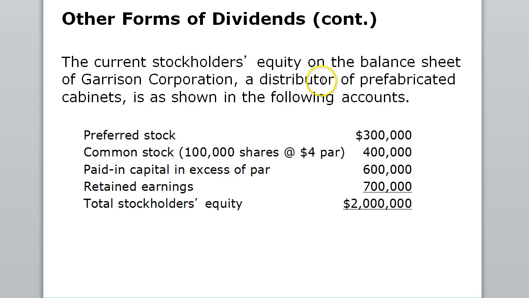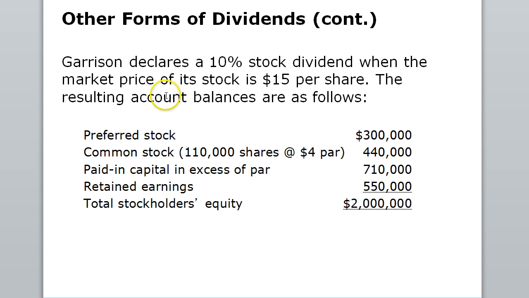So let's look at the equity in the balance sheet. They're going to have preferred stock of $300,000, common stock of 100,000 shares at a $4 par, which gives them $400,000 in common stock. Paid in excess of capital $600,000, and $700,000 retained earnings. So total stockholder equity is $2 million. If you add this up, we get 3, 4, 6, 7, and that's $2 million.